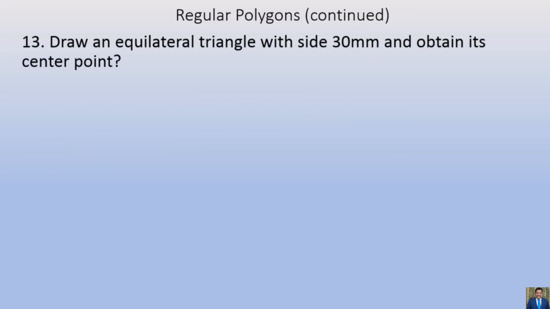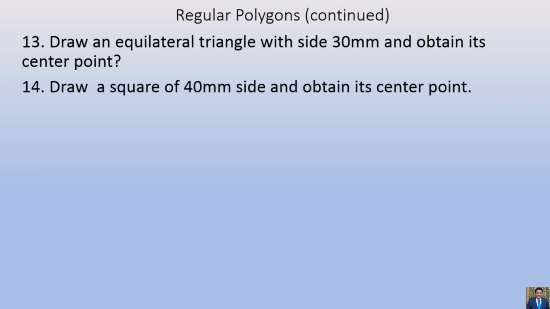This is question 13. Draw an equilateral triangle with side 30 mm and obtain its center point. So it's clearly mentioned we have to draw an equilateral triangle. Equilateral means all sides must be equal. So observe here that I will take the 14th question here also, because they are very small. So we can draw the square also here on this screen right now, and we will obtain its center point also.